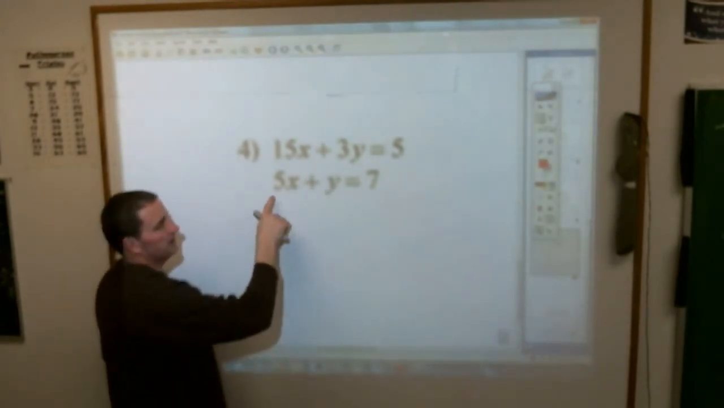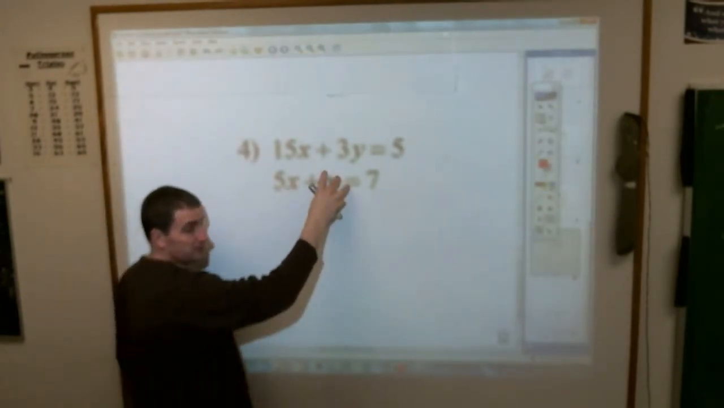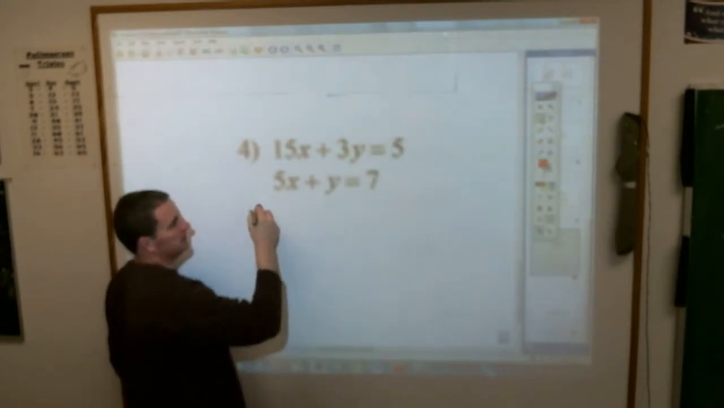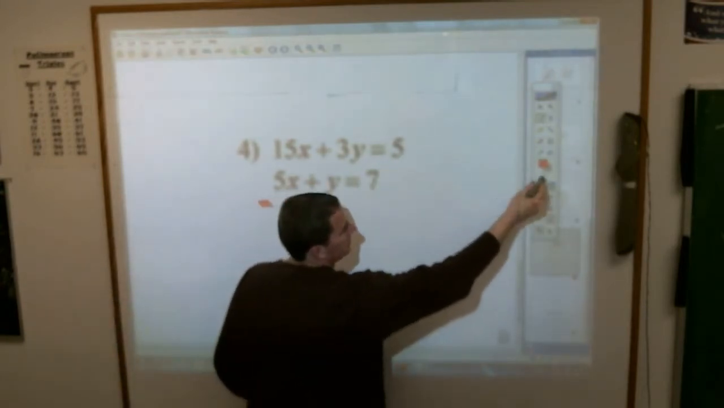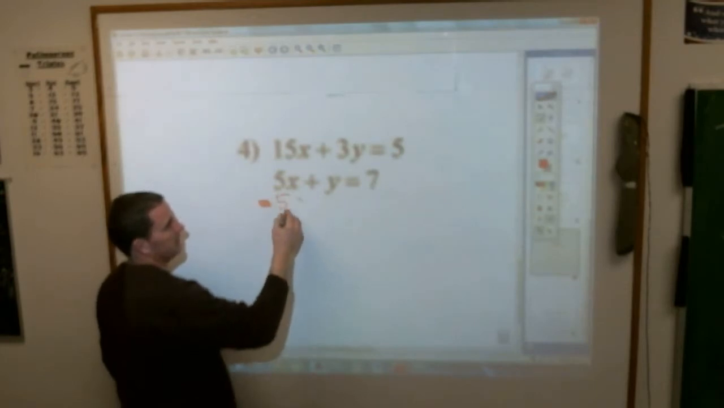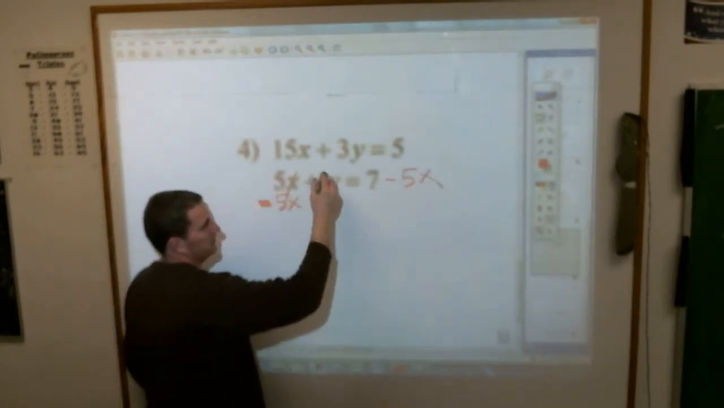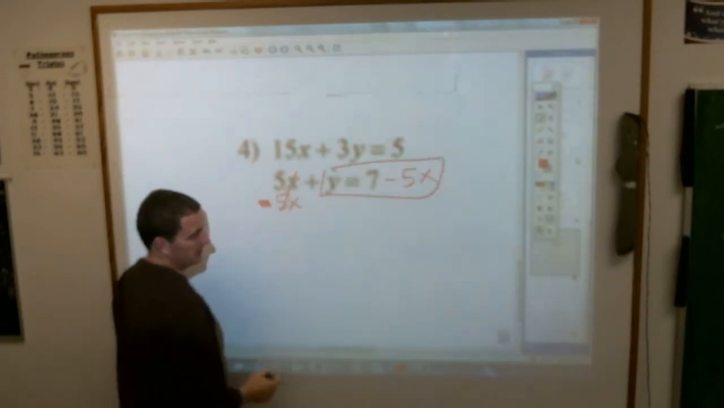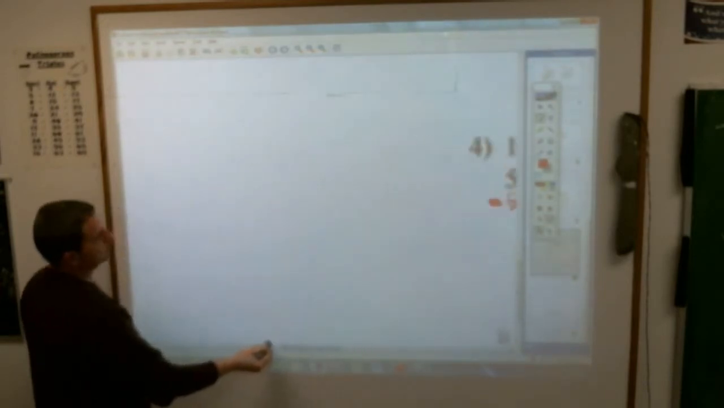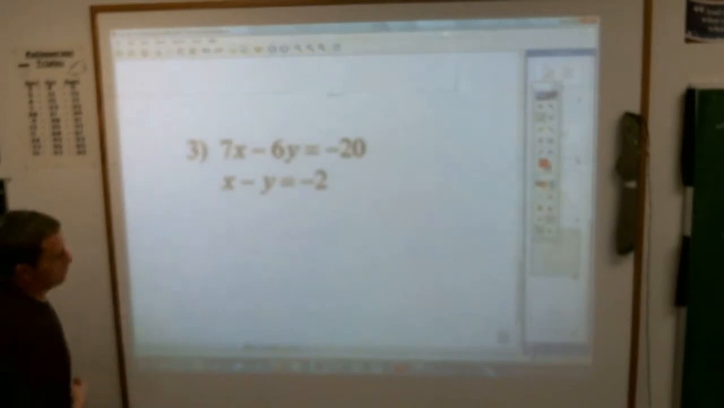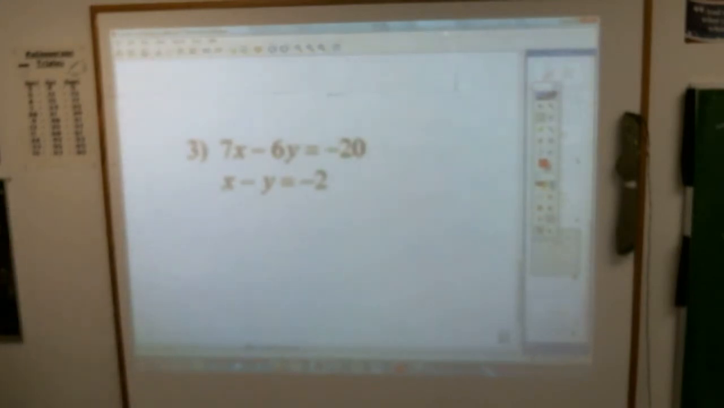Okay. This one, you look for the variable that's by itself, and the y is there. You just need to get rid of this minus 5x. So you just have to do this, minus 5x and minus 5x. So now this one is solved for y. This one over here, what would be the logical thing to solve for there? Because neither one of them is solved for a variable.